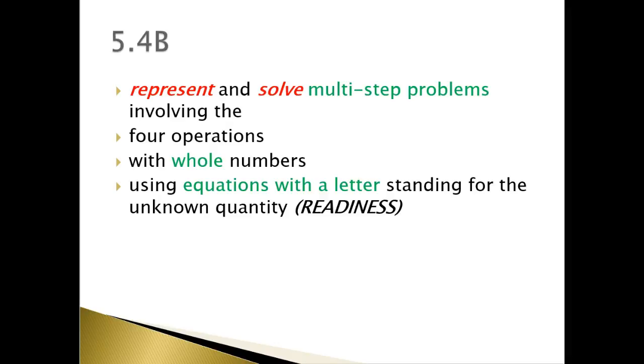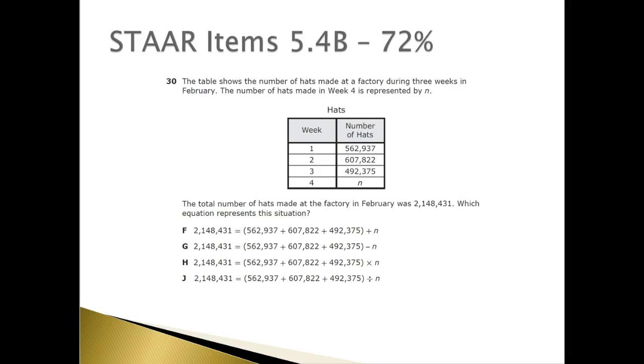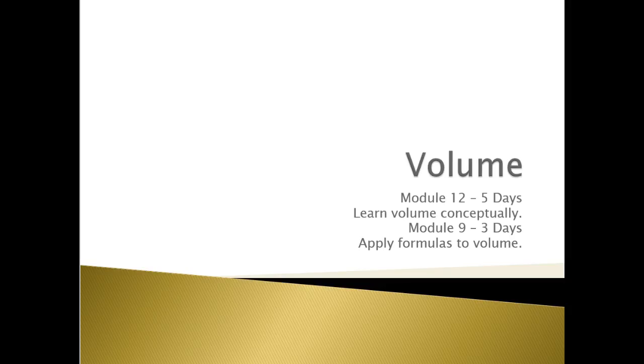5.4B is representing and solving multi-step problems. Notice this one will be using whole numbers, not decimals or fractions, and we are possibly going to have equations with a letter standing for an unknown quantity. So this was our third highest scoring item, we actually did very well on this particular TEKS. You can see that number 14 was one of our highest ones, then 30, and number 41, which was our fourth highest. So we did really well on 5.4B.